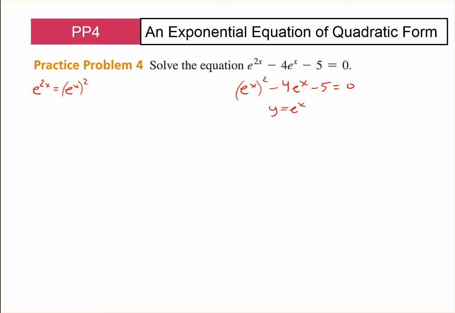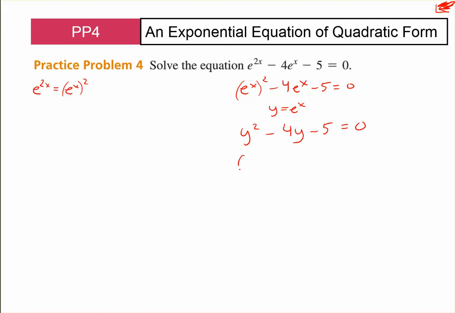If that's the case, tell me if you guys agree here. One second, let me do something here. This becomes y squared minus 4y minus 5 equals 0. Agreed, disagreed? Hey, that's quadratic now. I could solve that.